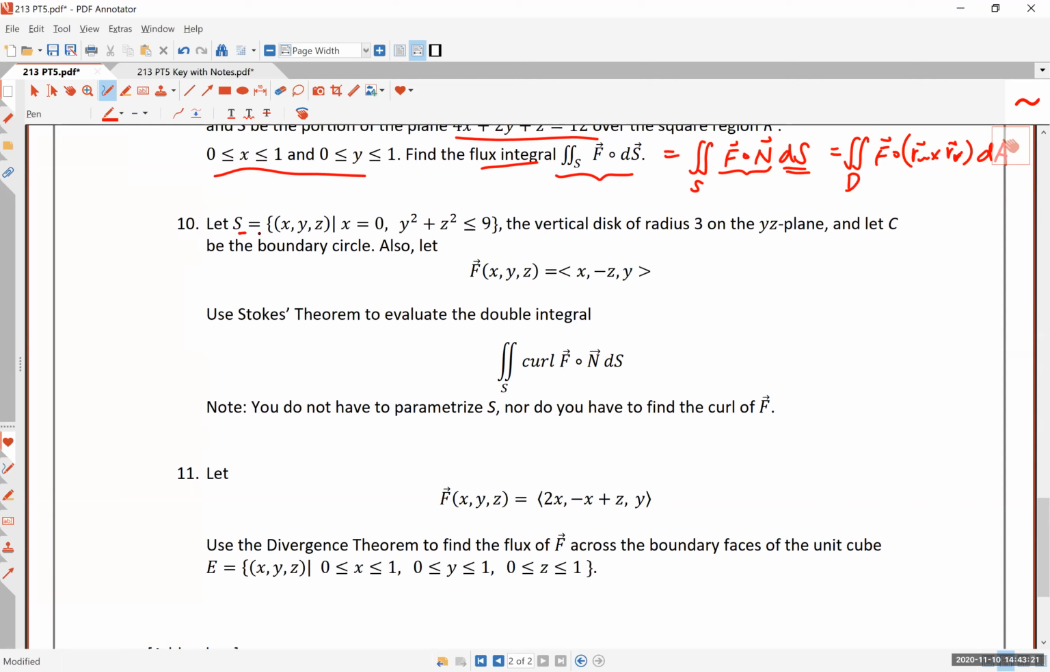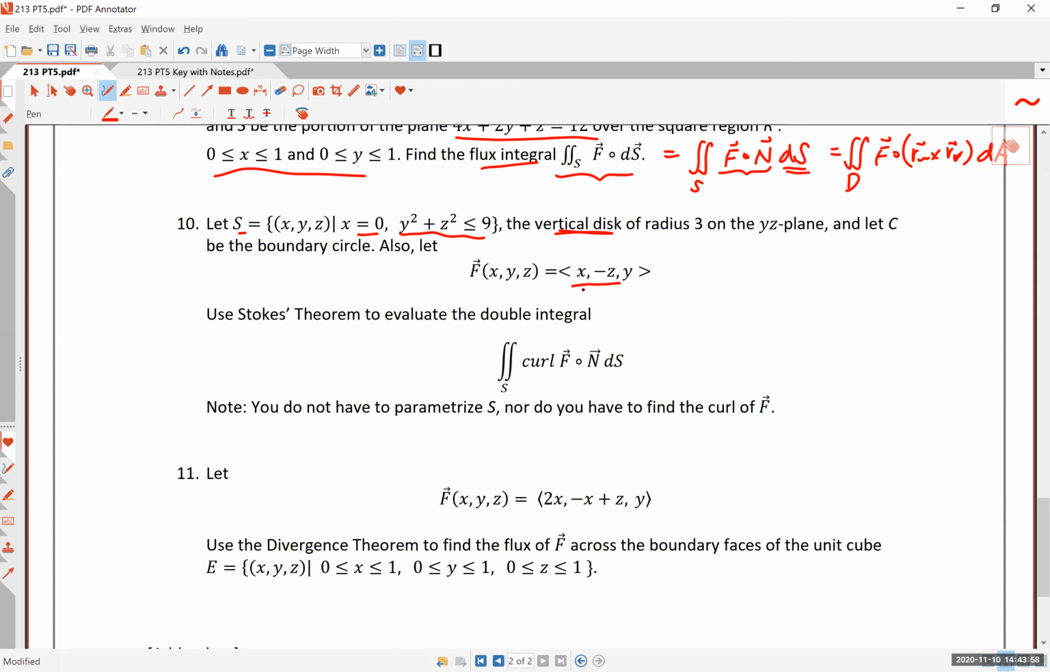Okay, number 10, S is this surface, which is, well, x is constantly 0. Ooh, that means it must be on the yz plane, okay? And then you are given y squared plus z squared is not just equal to 9, but less than or equal to 9. Well, that's not just a circle, but it's a circle with all the interior points. So it is called the disk, right? The disk of radius 3, and it is vertical because it involves y and z. x is constantly 0, so it is on the yz plane centered at the origin. And let C be its boundary circle. All right, so you should be able to draw that.